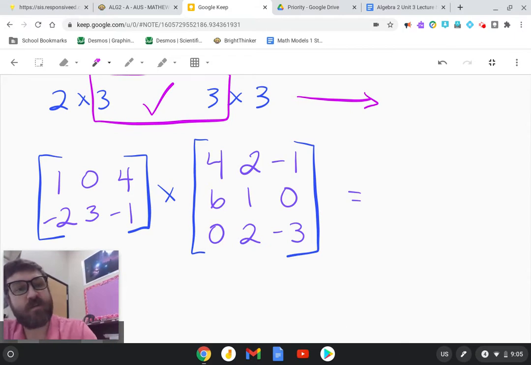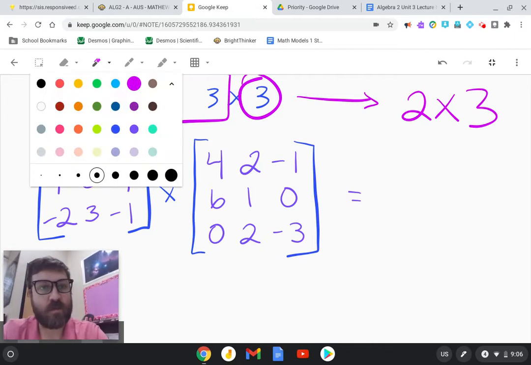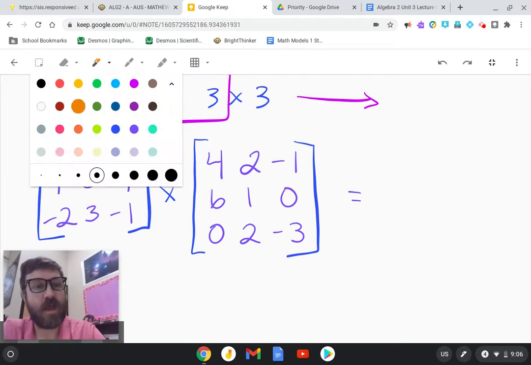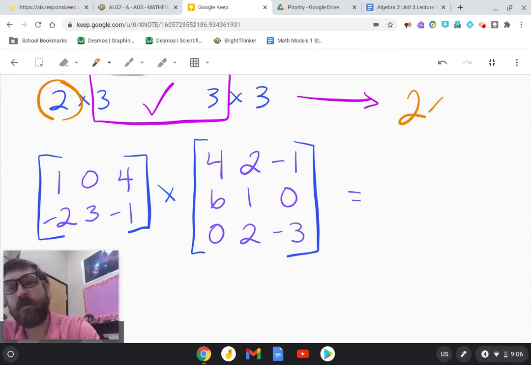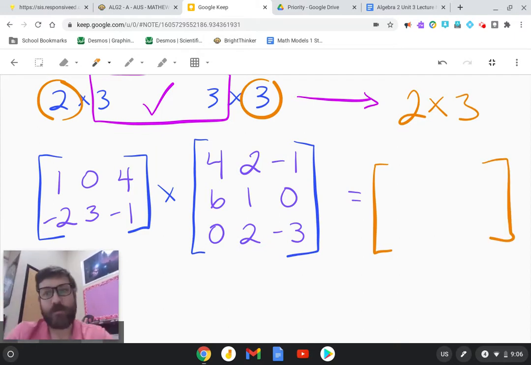So the answer matrix is going to be 2 by 3, and that's where I'm getting those answers from right there. I'm going to do that in a different color so that it makes a little more sense. Again, I have a 2 by 3 matrix, so my answer matrix is going to be 2 by 3. So that's the first piece of information you need: how to know when matrices are compatible. It's when the columns of the first matrix equal the rows of the second matrix.